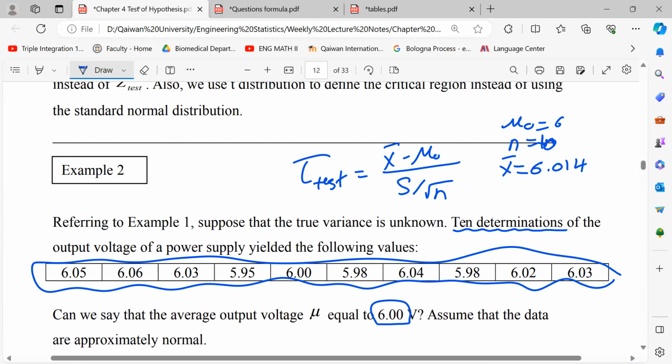Then we need to find s. s is the square root of sigma squared, the square root of the variance. We need to find the variance, but this variance is not the true variance, as it's given that the true variance is unknown. So we use the case in which the variance is not given.